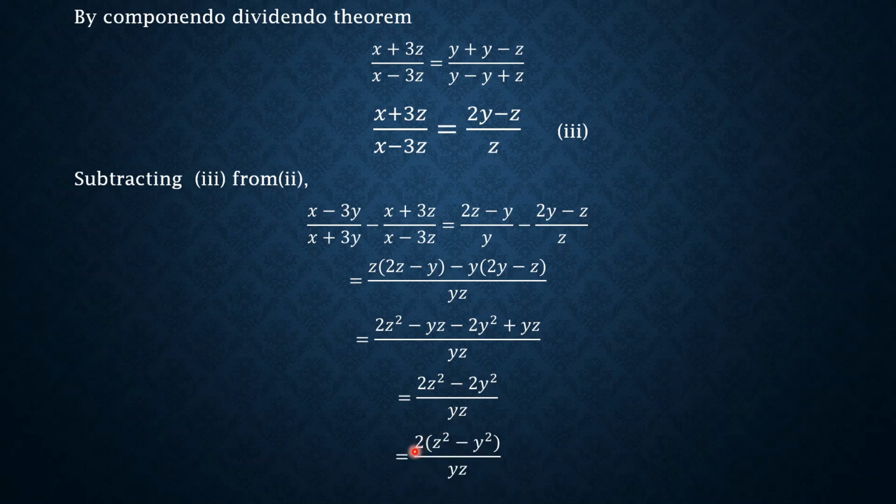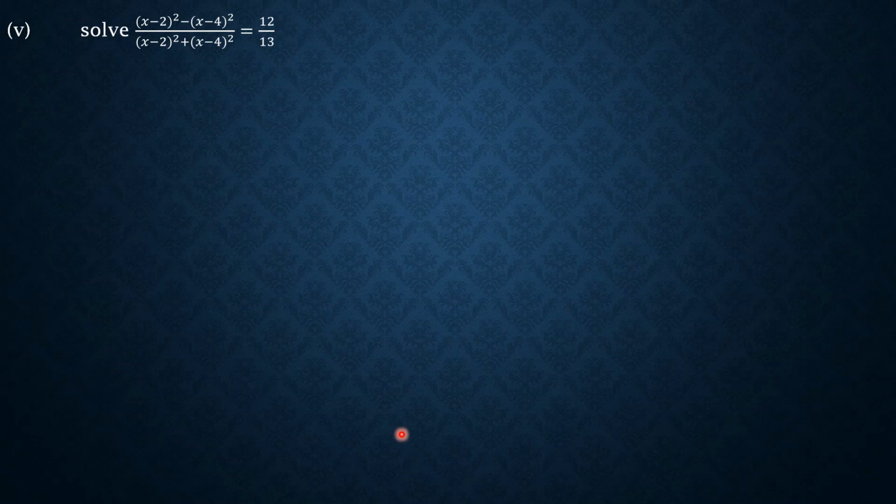Now taking 2 as common from both the terms, we have 2 into z square minus y square divided by yz. This is the value of x minus 3y over x plus 3y minus x plus 3z over x minus 3z, and this completes our question. Now come to the fifth part of the question.